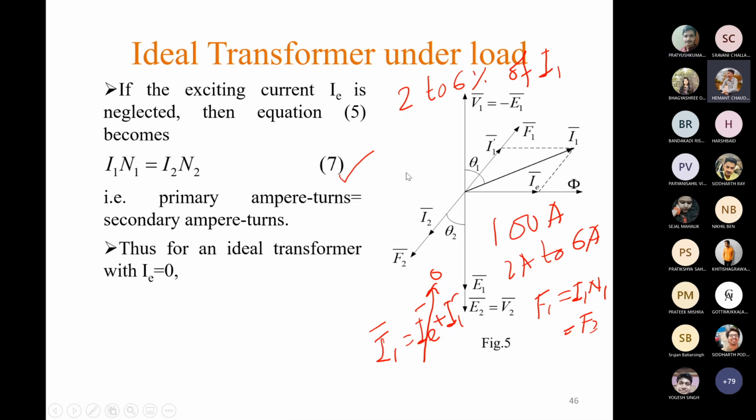Okay. So therefore, for an ideal transformer with exciting current equal to 0, we can write V1 by V2 is equal to E1 by E2 is equal to N1 by N2 is equal to I2 by I1. This relation is very, very important.